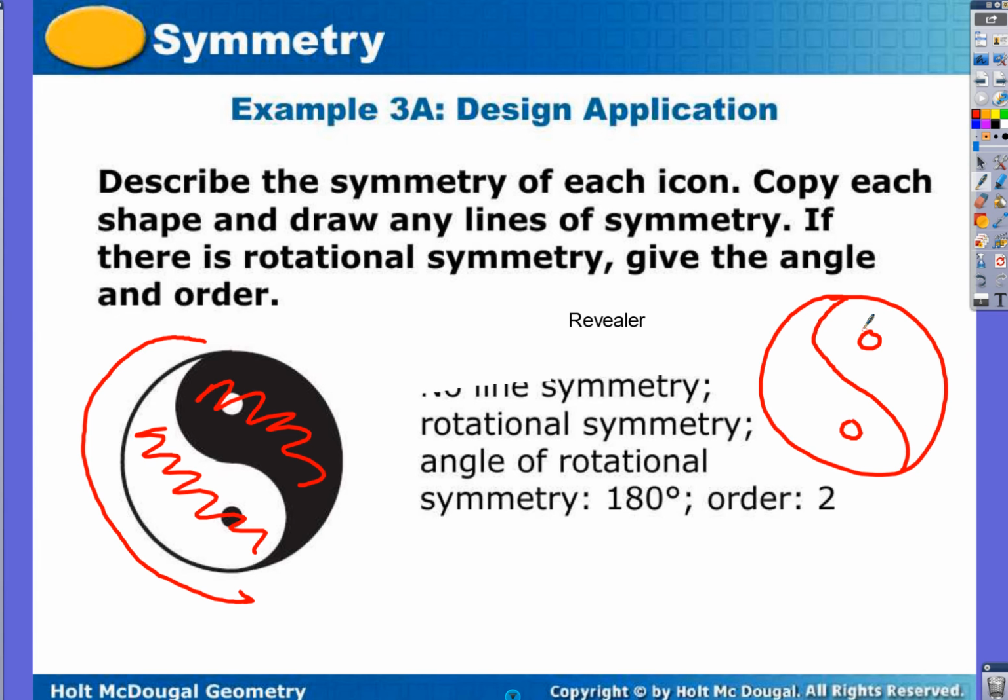So you're just not looking at the colors. Yeah, I would argue that there isn't rotational symmetry, but I guess they want you to ignore the colors here. You'll see that if you ignore the colors, then it would have it.